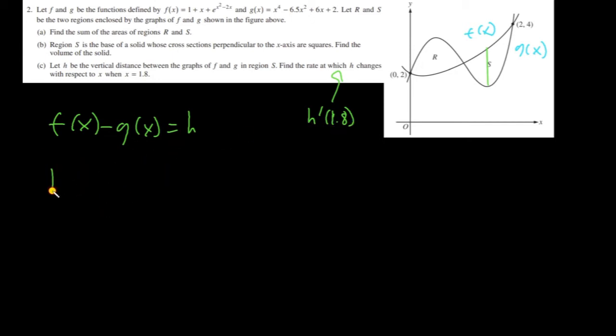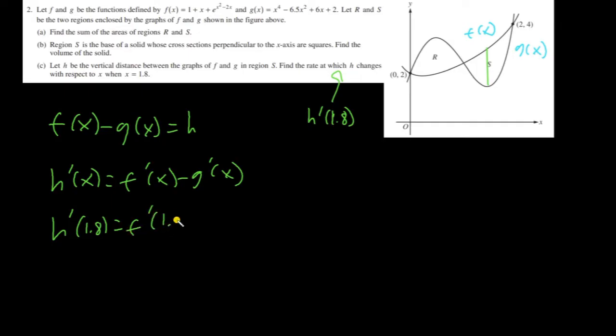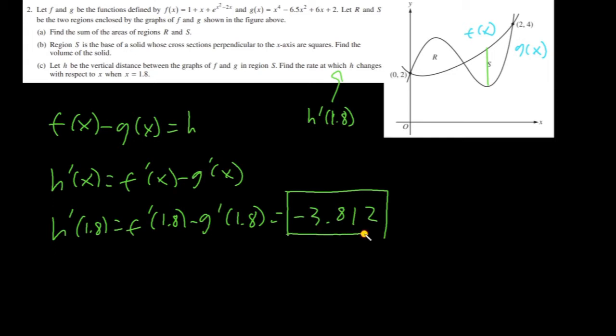So we'll start by taking the derivative, h prime of x. That's simply going to be f prime of x minus g prime of x, and h prime of 1.8, therefore, is f prime of 1.8 minus g prime of 1.8. And if you evaluate this in your calculator, you get negative 3.812. This really feels more like a calculator exercise than a calculus exercise, to be honest with you. There's a lot of plugging in equations and numbers in your calculator, but it is what it is, right? So, that's it. That's the rate at which h changes when x is equal to 1.8.